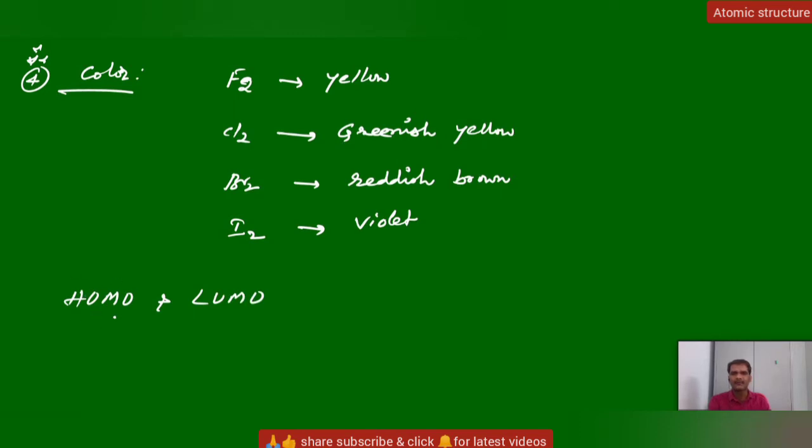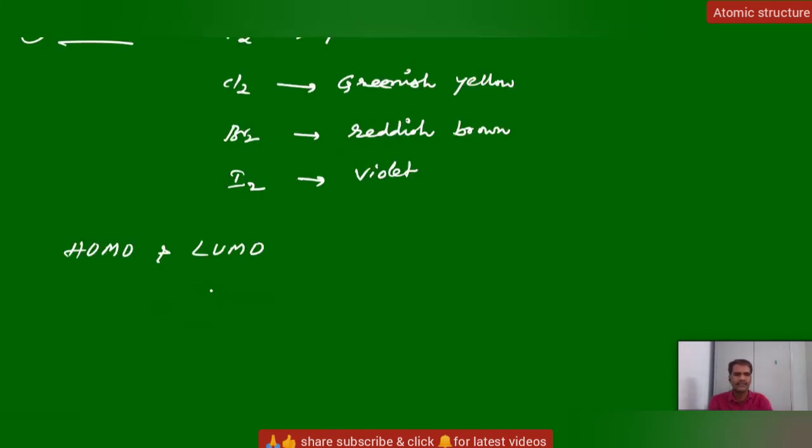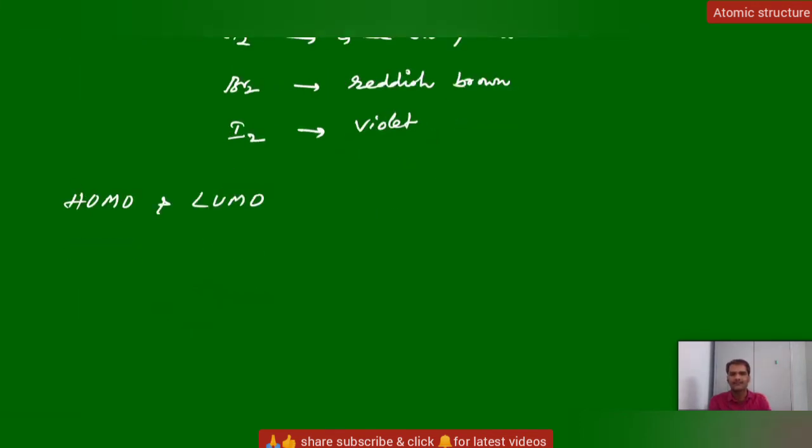So highest occupied molecular orbitals and lowest unoccupied molecular orbitals. Highest occupied and lowest unoccupied, that is according to electron distribution. Highest occupied means the valency shell, we can say, and the lowest unoccupied means next to the valency shell, and that is the HOMO-LUMO orbitals.